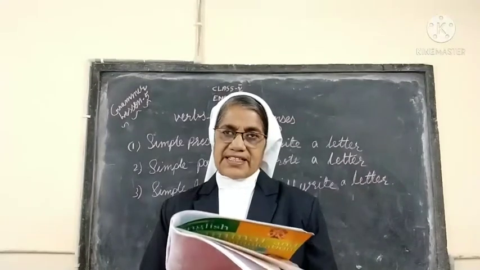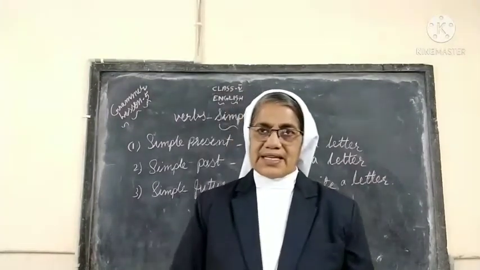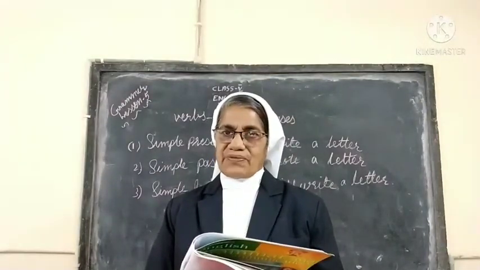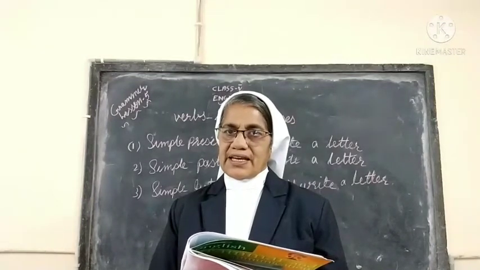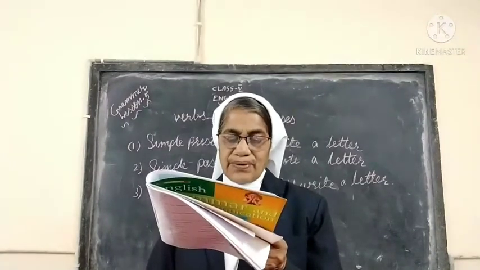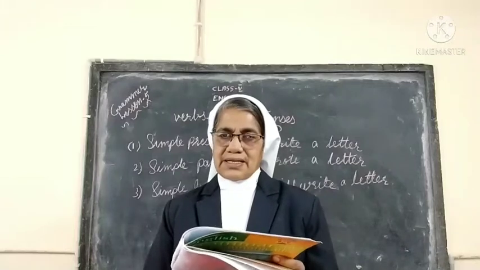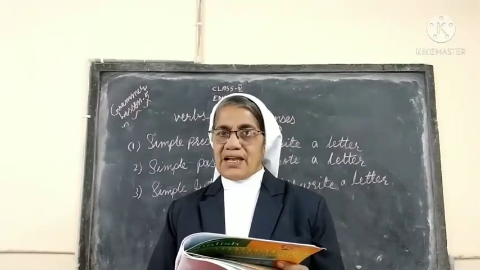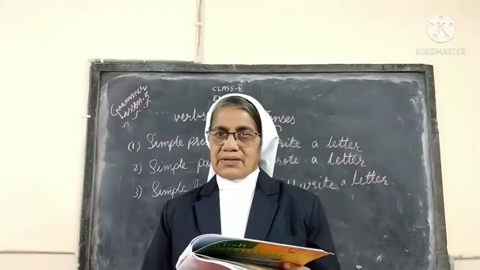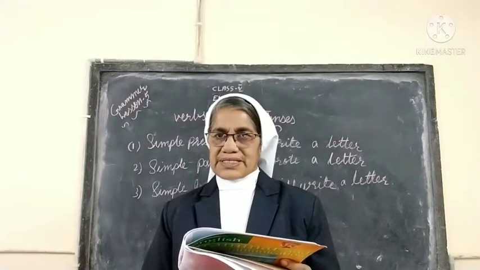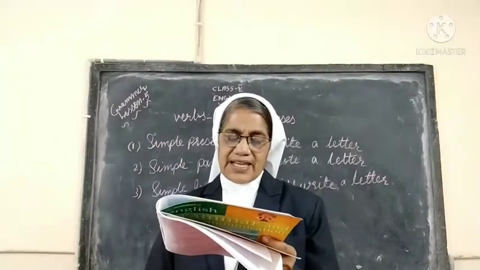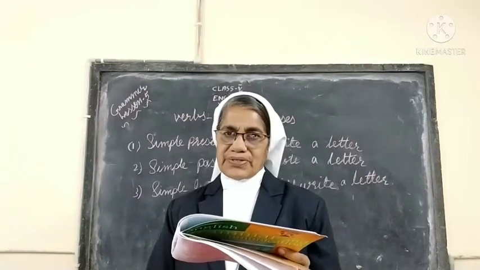Next, birds fly in the sky. Fly is the verb here. What's the past tense of fly? Flew. F-L-E-W. Birds flew in the sky. That is simple past tense. And future tense, birds will fly in the sky. After will, we should use the verb in present tense. That is simple future tense.